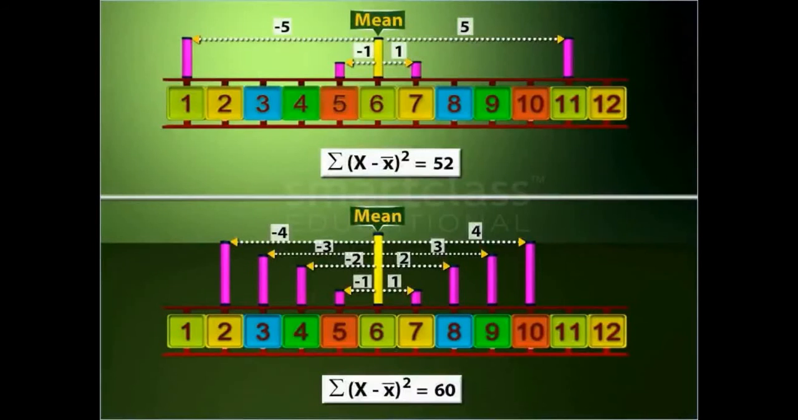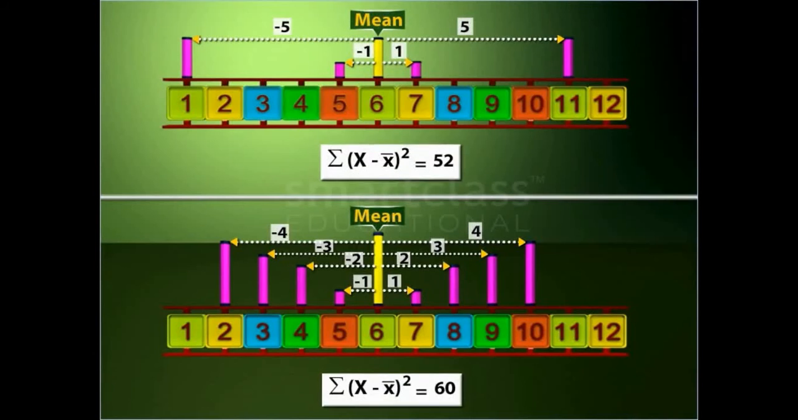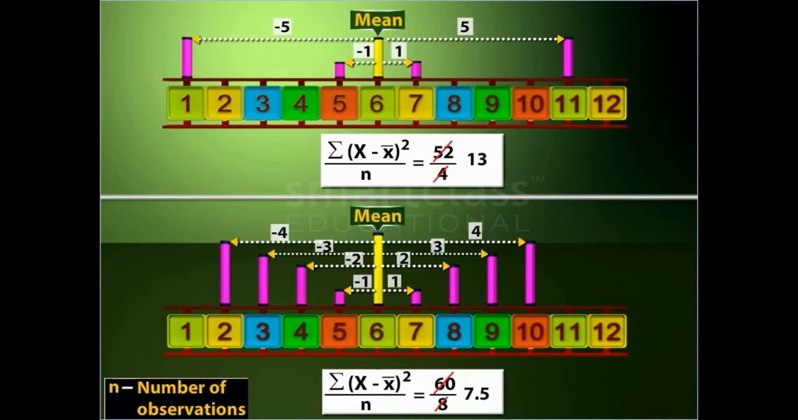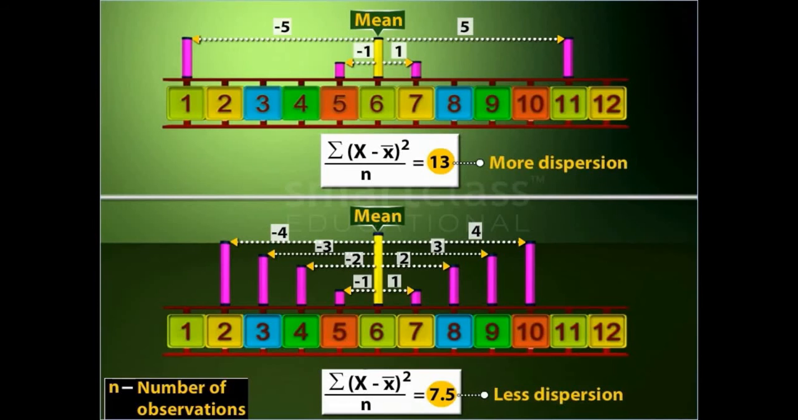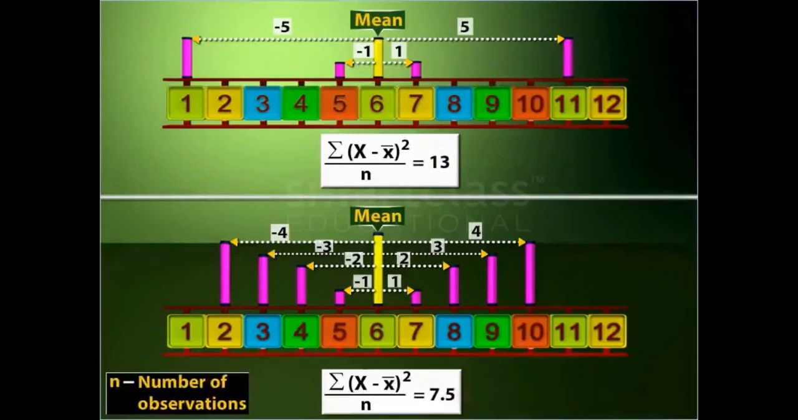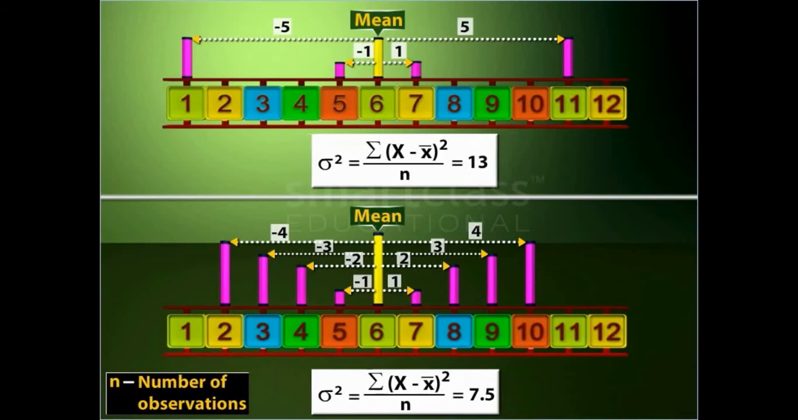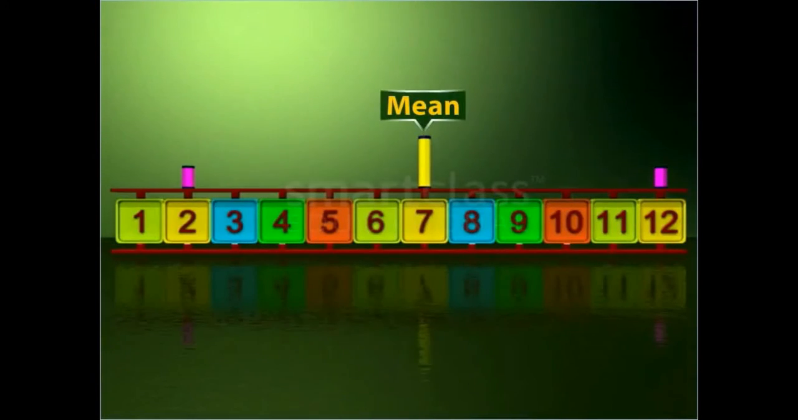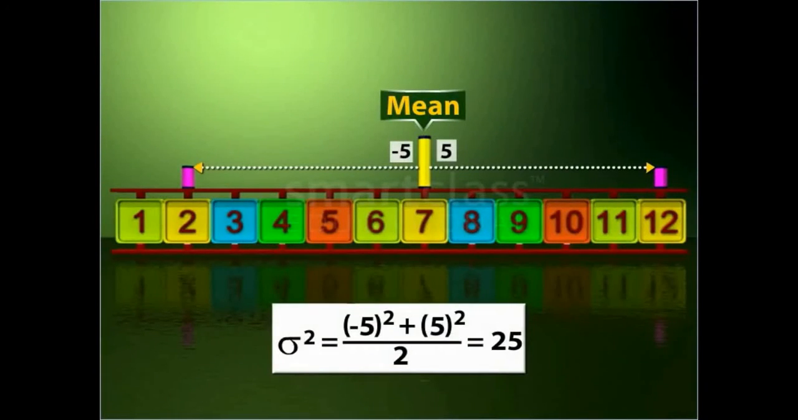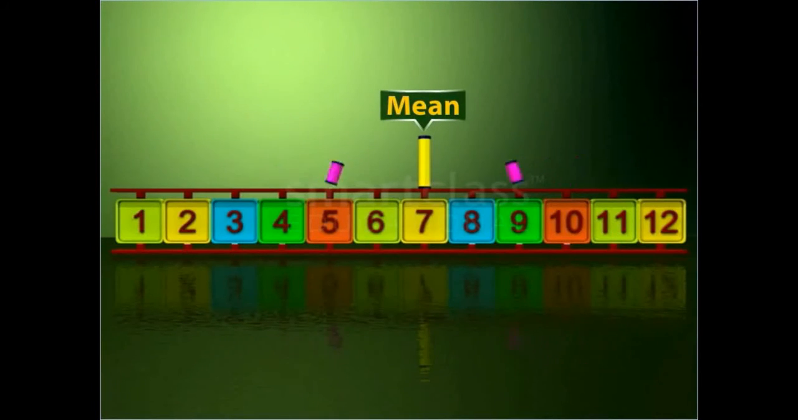So, how to get a correct idea about the extent of dispersion? Well, just calculate the mean of the squares of deviations. This will tell you what you want to know. The mean of the squares of deviations from the mean is also called variance. Variance is denoted by the symbol sigma square. The higher the value of variance, the greater the dispersion about the mean and vice versa.